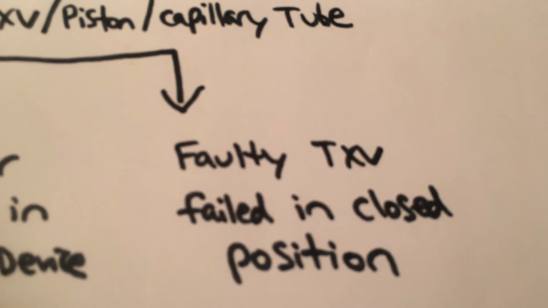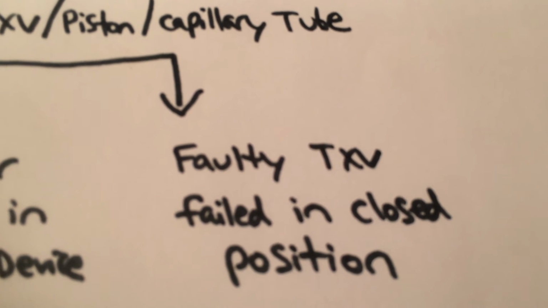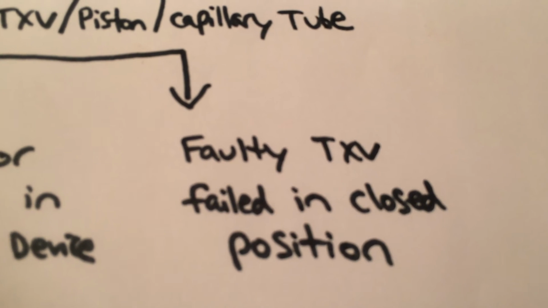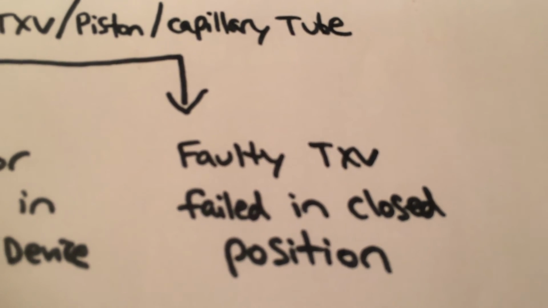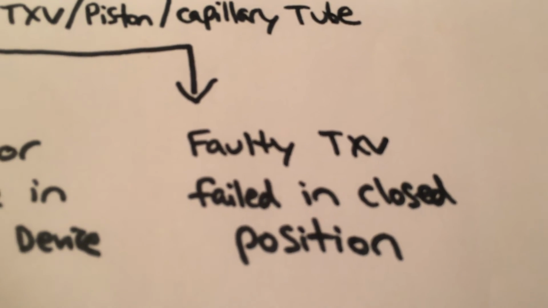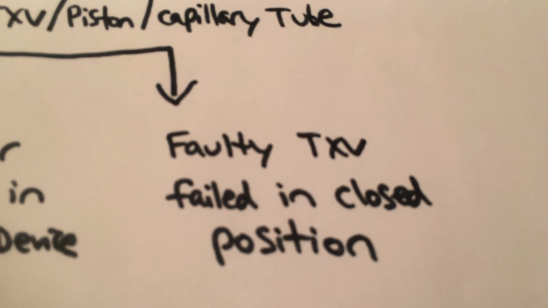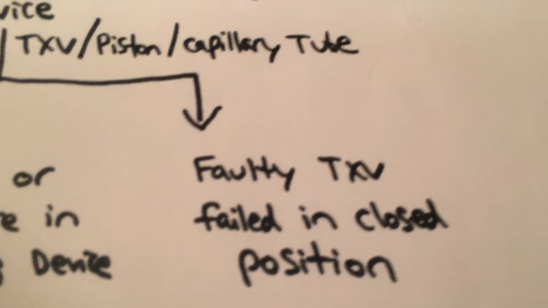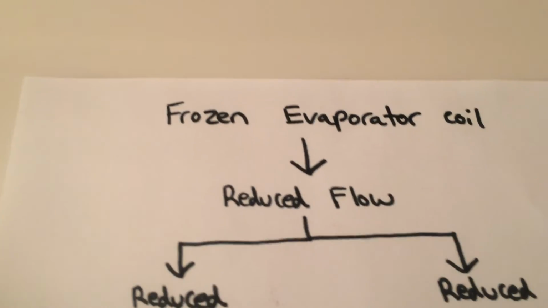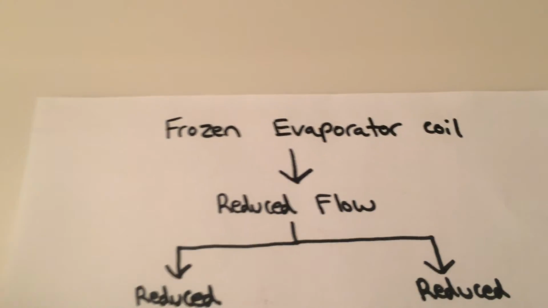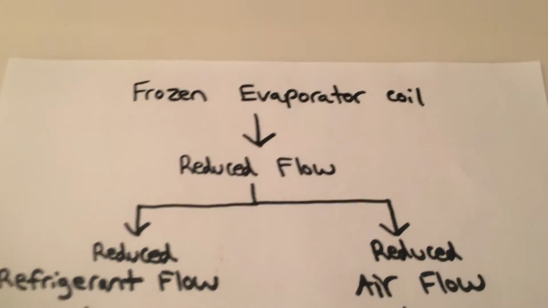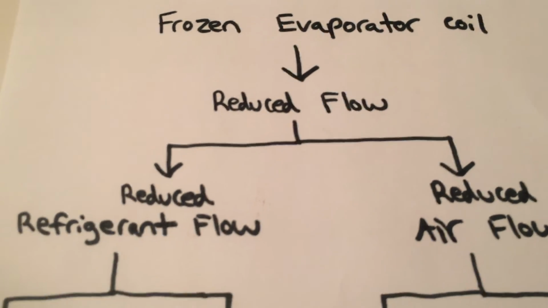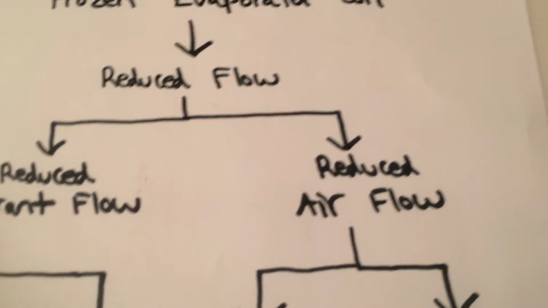And going the other way is a faulty TXV. If it has failed in the closed position, it's also going to starve the evaporator or not feed enough refrigerant into the evaporator coil, therefore reducing the pressure and the temperature to 32 degrees or less, causing our problem of the frozen evaporator coil. So going through it quickly one more time, reduced flow rate is how I think about it. That could be reduced refrigerant flow or reduced airflow.